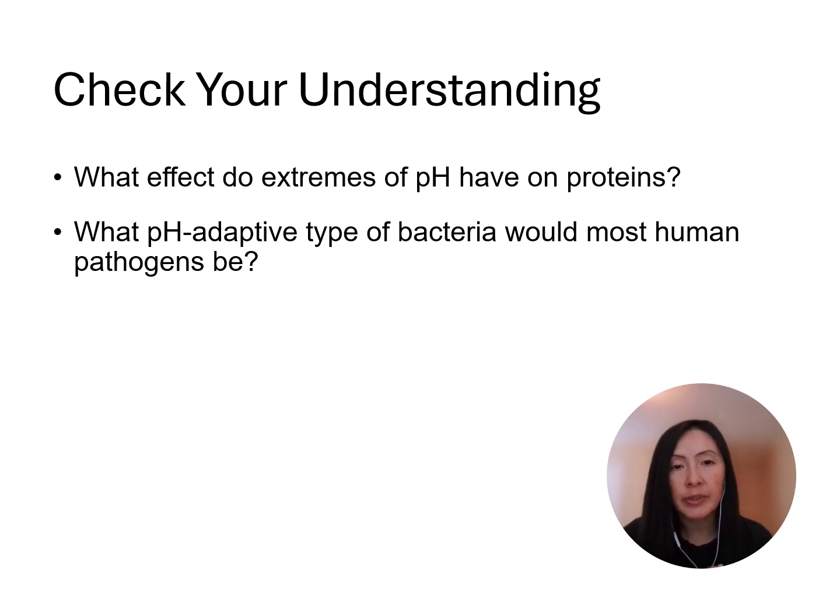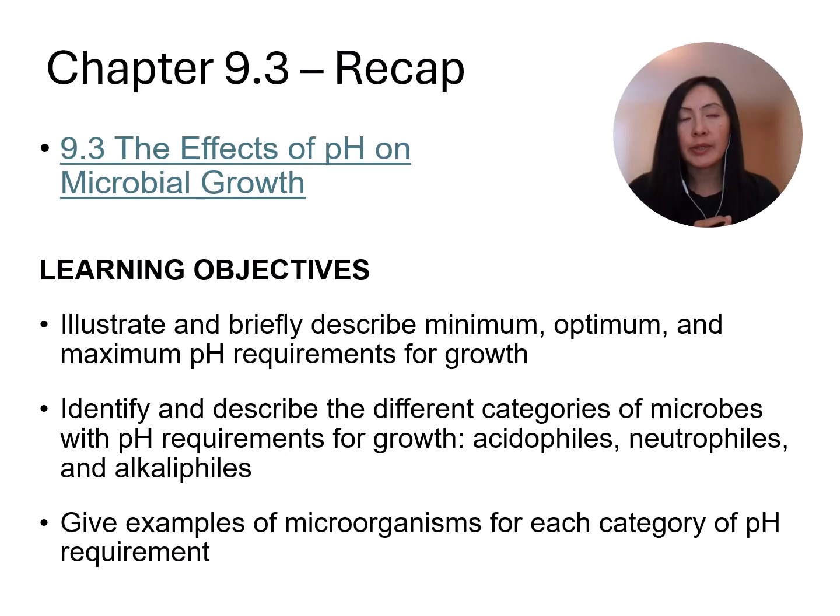For the second one, pH adaptive type of bacteria. So human pathogens are generally neutrophiles, right? Most of our body is at a neutral pH. So these bacteria, these neutrophiles, grow best at a near neutral pH, around 7, like our human tissues and our blood. All right, let's recap 9.3.